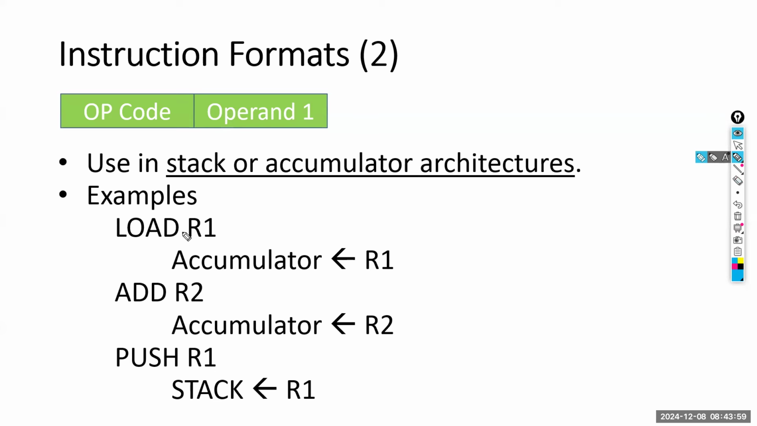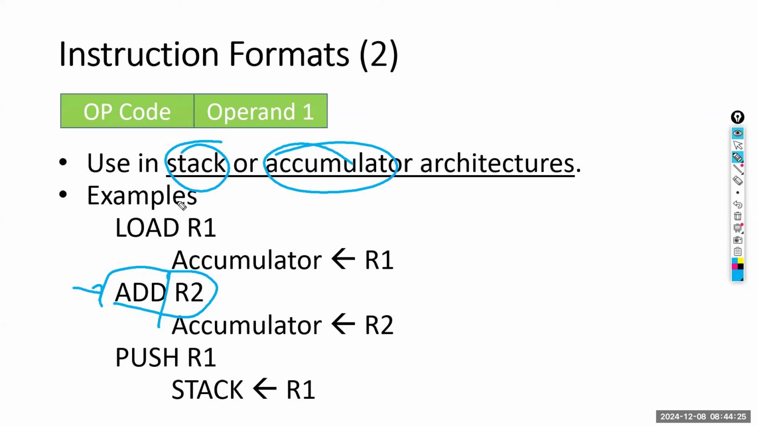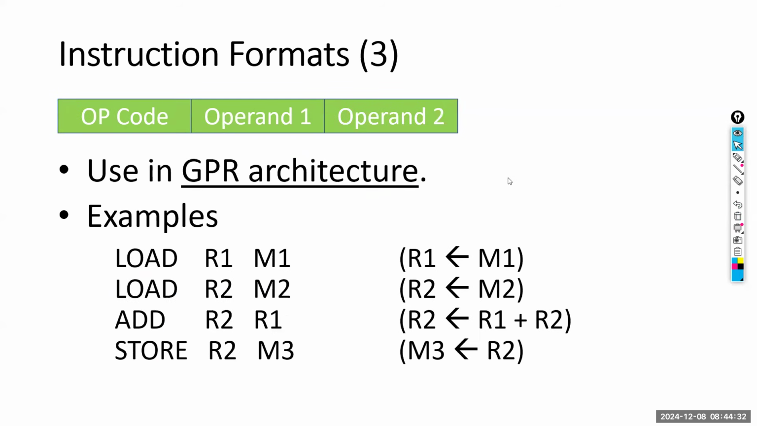In accumulator, you can say something like load R1. That means load the value in register 1 or memory address 1 to the accumulator. So what is meant by this? This is also accumulator code. Add the value in accumulator to R2 and write the result back to accumulator. So the format is still the same: operation code, operand. So you can see this can be found in stack and accumulator.